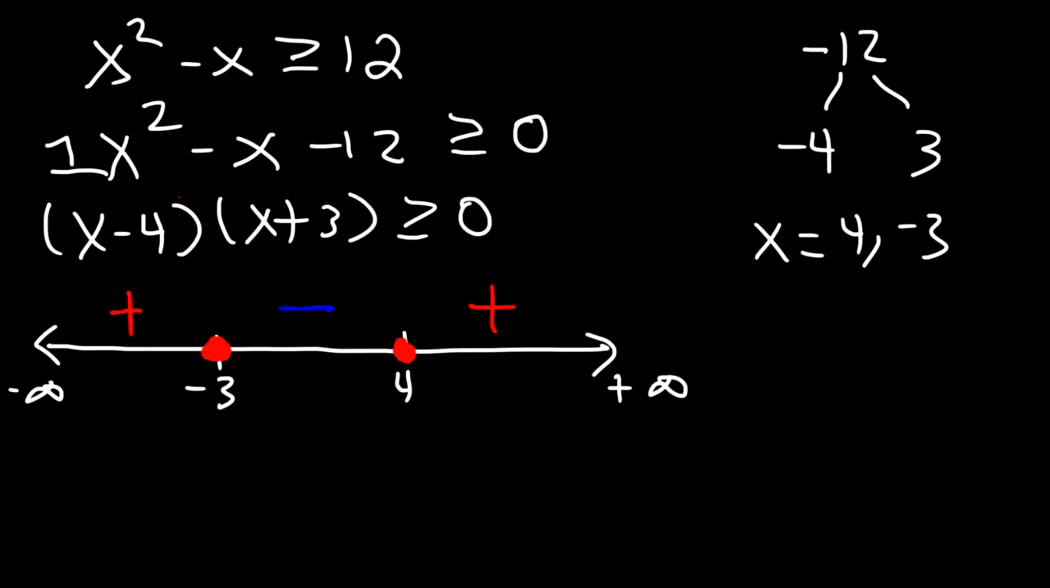Now notice that the multiplicity of the first 0, 4, is 1, and the multiplicity for the 0, -3, is also 1. Whenever the exponent or the multiplicity is odd, the sign will change at that point. So if you know the first sign, you can easily determine the rest. For this 0, the multiplicity is odd, so it's going to switch from positive to negative. And for this 0, the multiplicity is also odd, so it's going to switch from negative to positive. But if it was even, it won't change sign. So that's something to keep in mind.